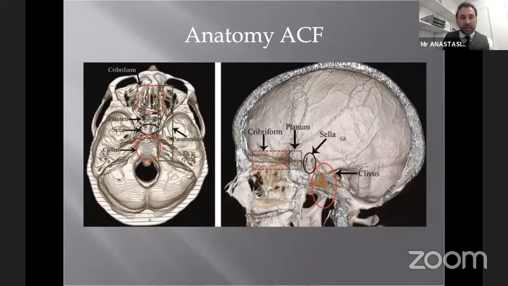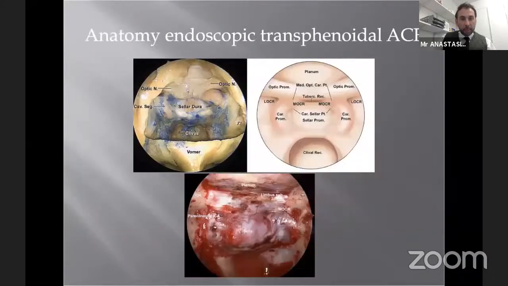Here are axial and sagittal 3D CT reconstructions of the anterior cranial fossa, just to familiarize you a little more with the anatomy in the sagittal plane. This is the endoscopic endonasal transsphenoidal anatomy. The very important landmarks are the optocarotid recesses, in order to protect the most important structures during that approach, which are the carotids and the optic nerves, obviously.